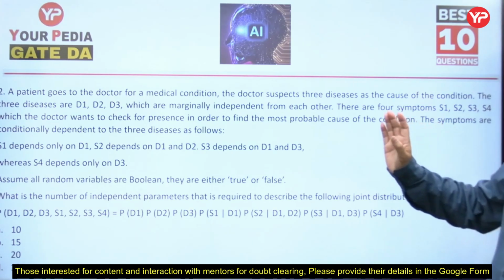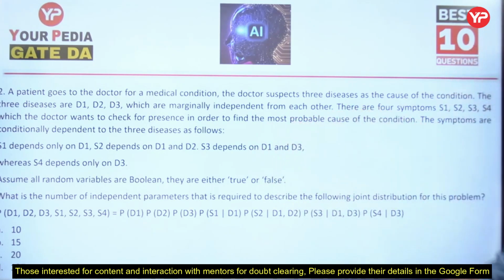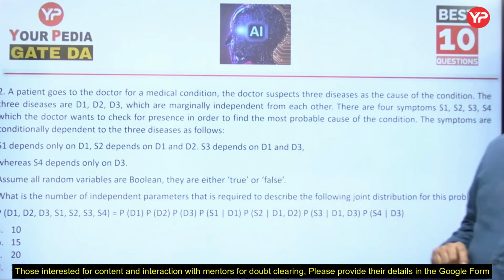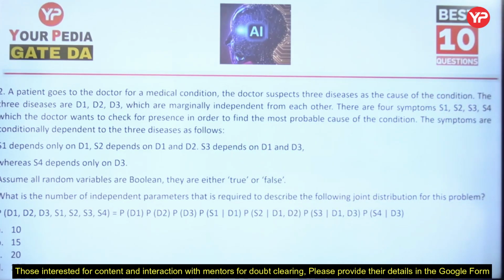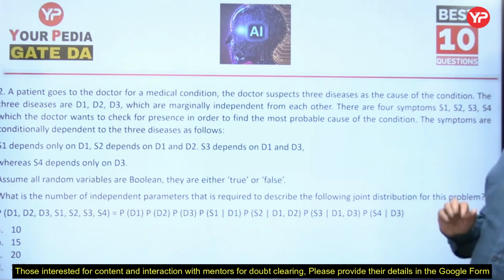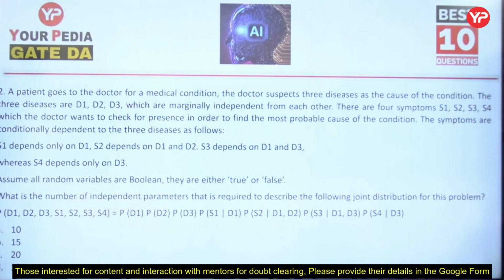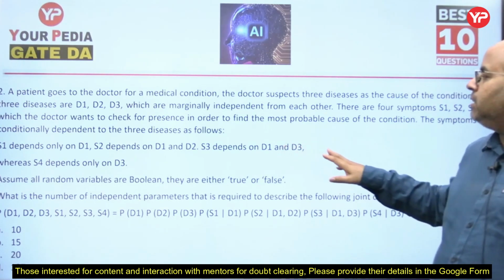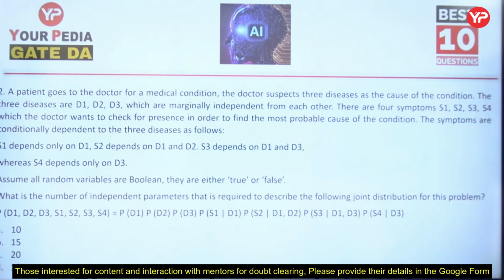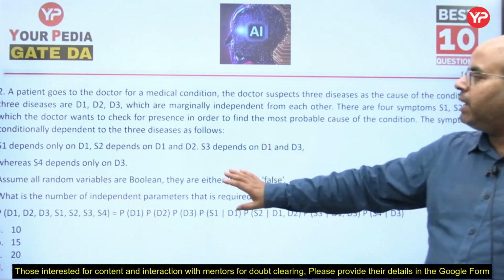The symptoms are conditionally dependent on the 3 diseases as follows. S1 depends only on D1, meaning if disease 1 is there, then symptom S1 shall come. S2 depends on D1 and D2, meaning if D1 or D2 happens, S2 will come. If both happen, again S2 will come. S3 depends on D1 and D3. If these diseases are there, then S3 will also happen, and S4 depends only on D3. So symptoms depend like this.